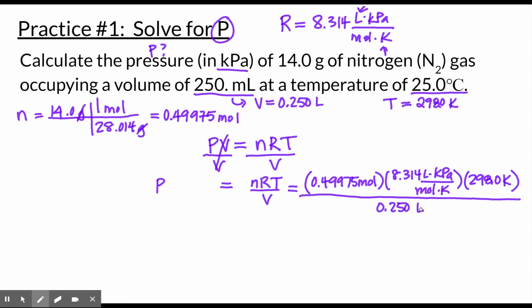So hopefully you can see that a lot of units will start to cancel out magically: moles and moles, liters and liters, Kelvin and Kelvin. So we will get an answer in kPa, and you do get a giant answer. That actually makes sense because 250 milliliters is not a big volume, so the pressure is probably enormous. In my calculator, I get 4,952 point and a bunch of decimals. I have three significant figures from all of my measurements, so I'm going to write this number in scientific notation: 4.95 times 10 to the third kilopascals for this particular nitrogen gas sample, which is not undergoing change.